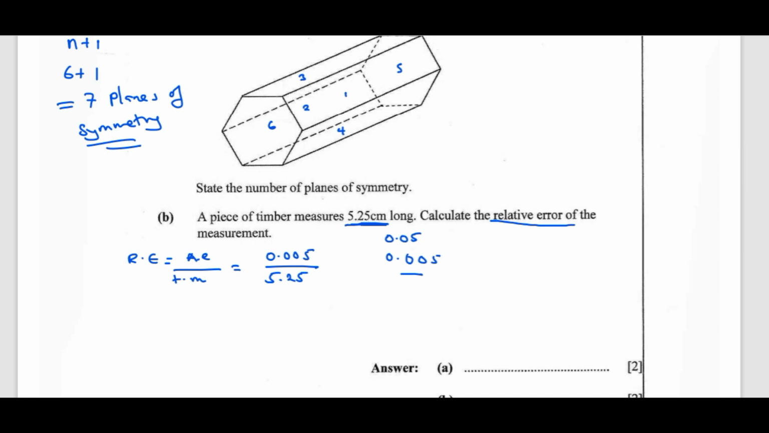If we want to calculate this, how many decimal places do we have? We have 3, so we're going to multiply by 1,000, even here we multiply by 1,000. So we're going to have 5 over 5250 there, which is 1 over 1050. So this is the relative error. Okay, we can move.